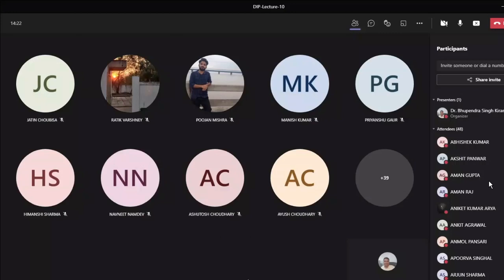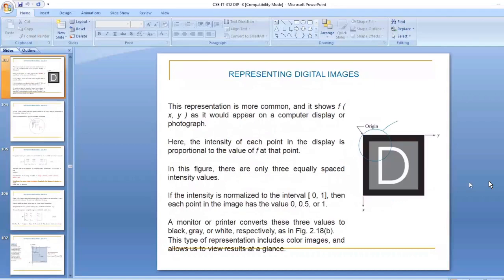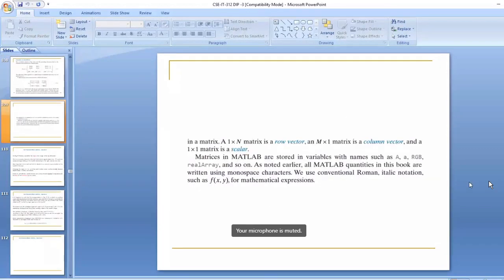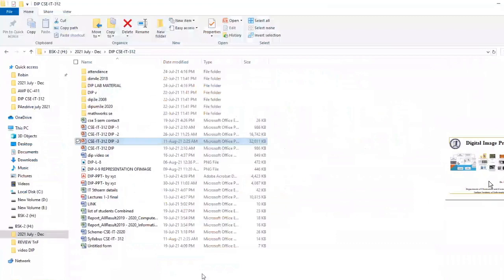So in the last class, I covered the presentation of digital image. Is there any doubt for any student? You may ask right now. Okay, so I am moving on to the remaining part of the presentation of the digital image. This I have covered with the help of this image. Okay, so you can see here.